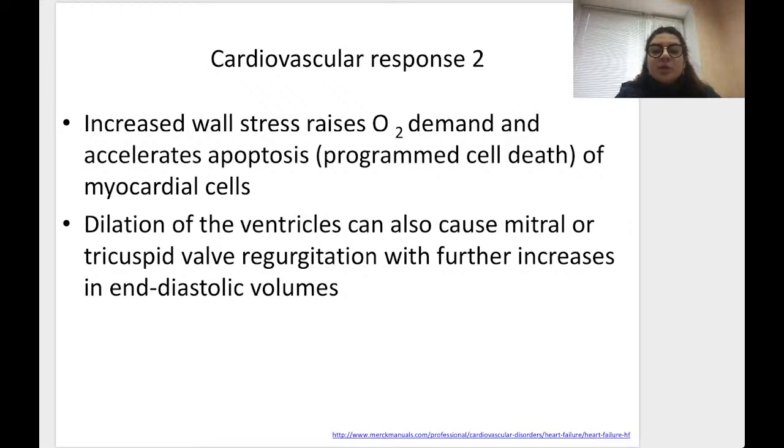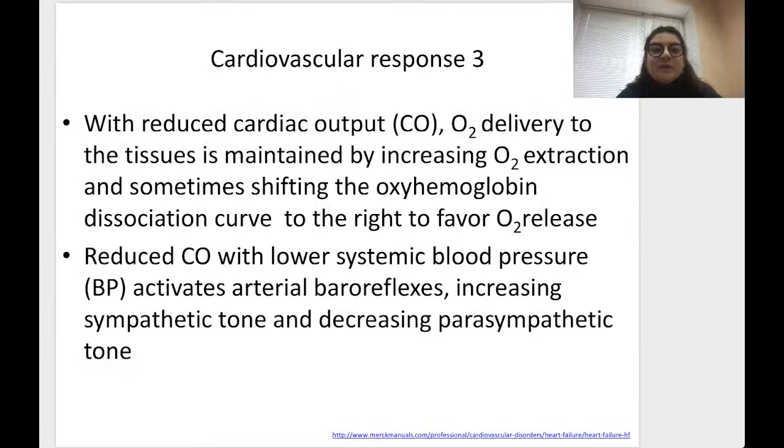Increased wall stress raises oxygen demand and accelerates apoptosis. You remember that it is programmed cell death of myocardial cells. Dilation of the ventricles can also cause mitral or tricuspid valve regurgitation with further increases in end-diastolic volumes. With reduced cardiac output, oxygen delivery to the tissues is maintained by increasing oxygen extraction and sometimes shifting the oxyhemoglobin dissociation curve to the right to favor oxygen release.